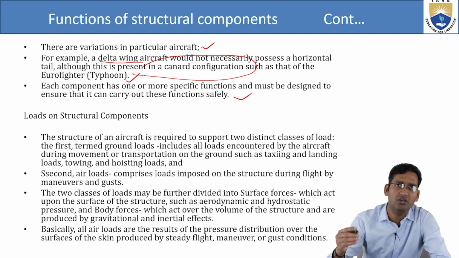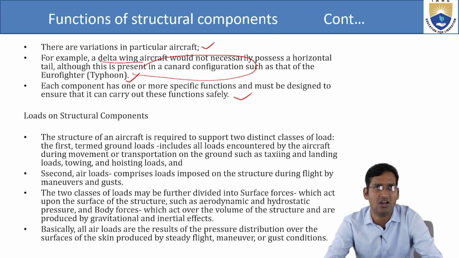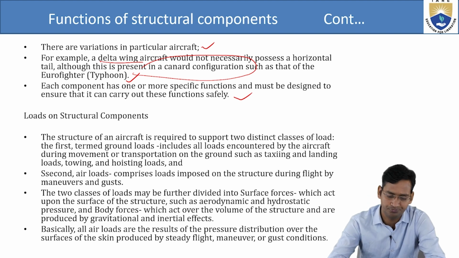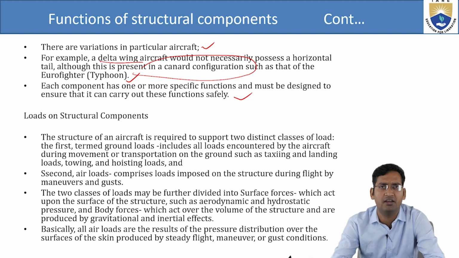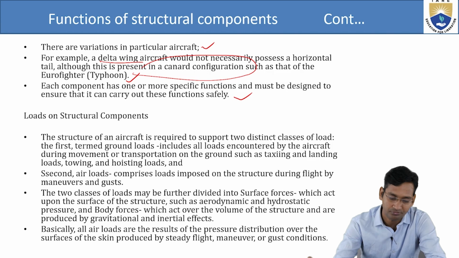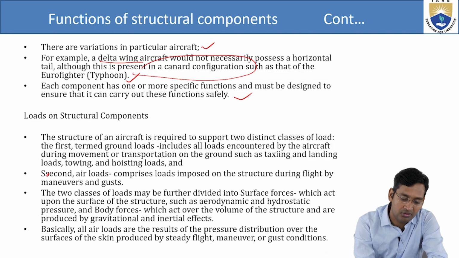So just see here, whatever load acts on the aircraft's structural elements, almost the same load you can see acting on the components also. Ground load is defined the same way: when the aircraft is in movement or transportation on the ground, such as taxiing, landing, towing and hoisting. Whatever force acts during these is called the ground load.